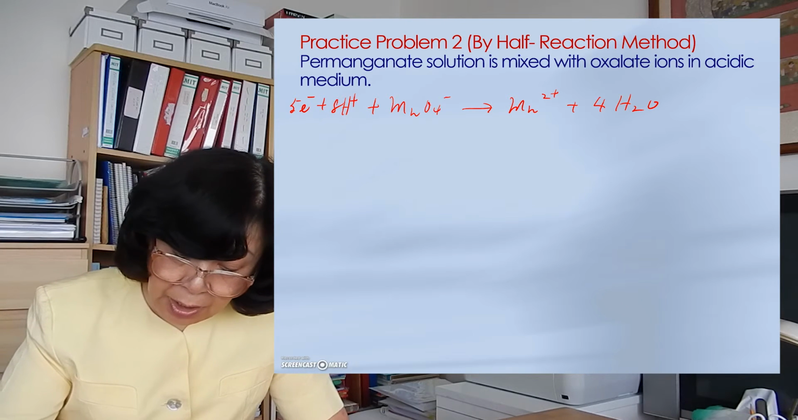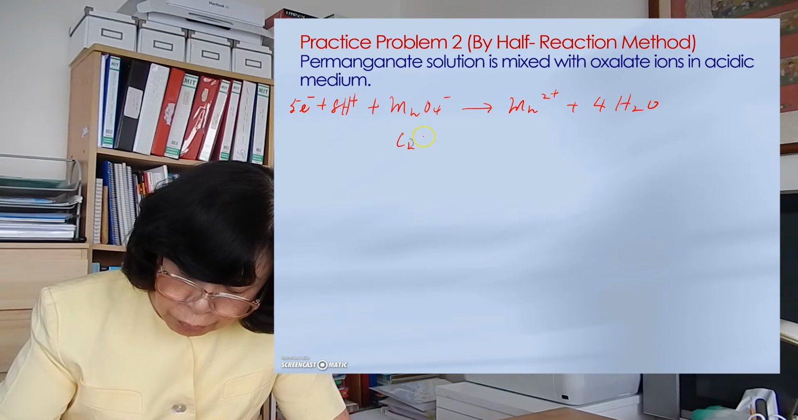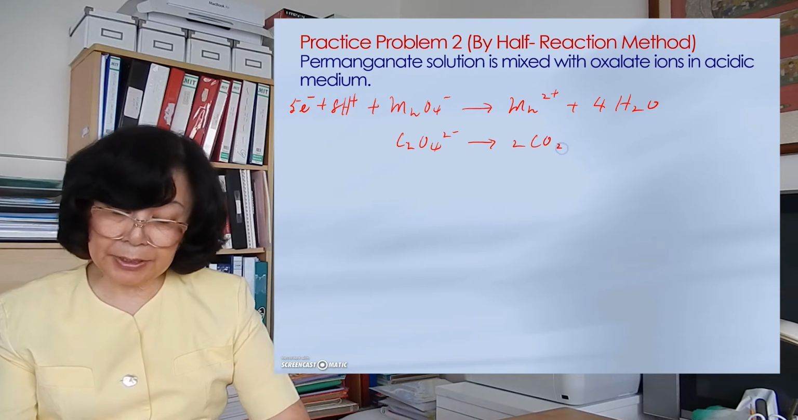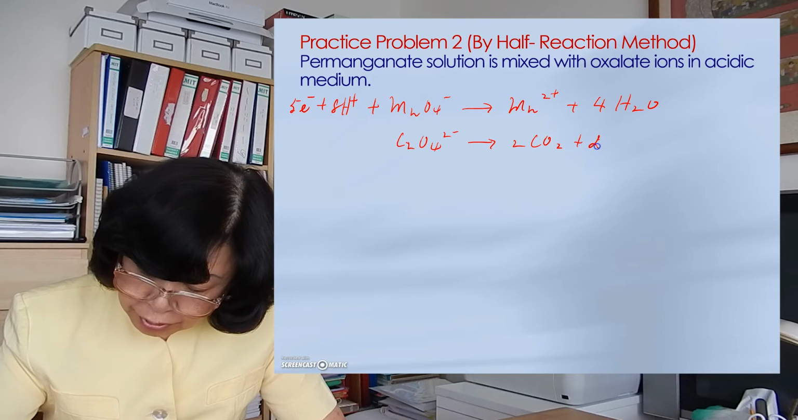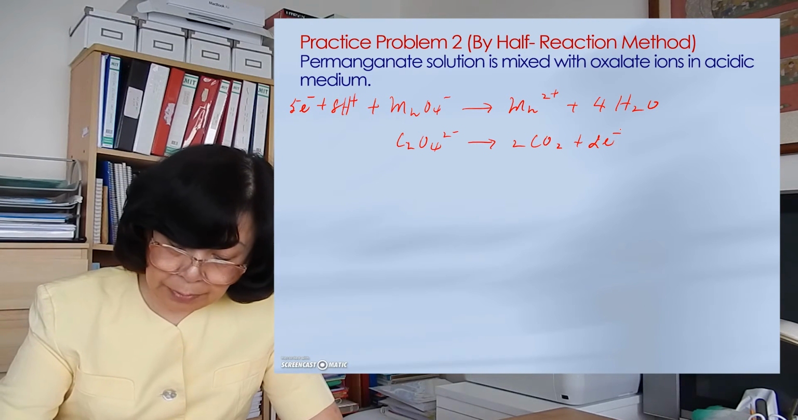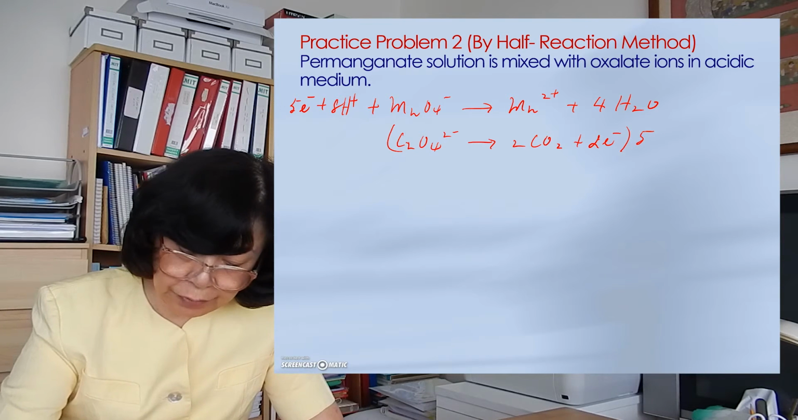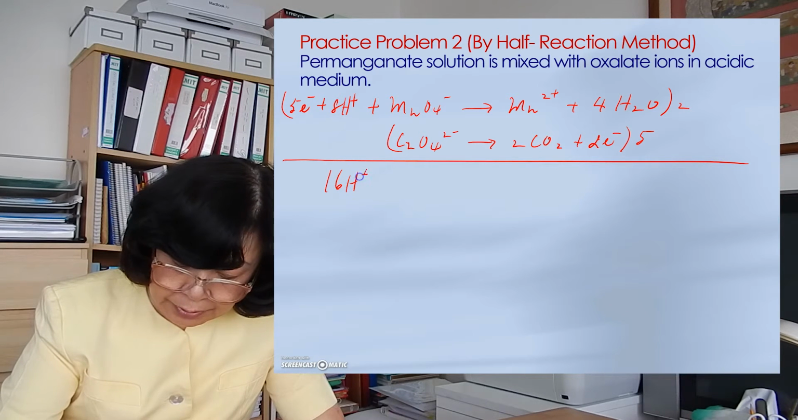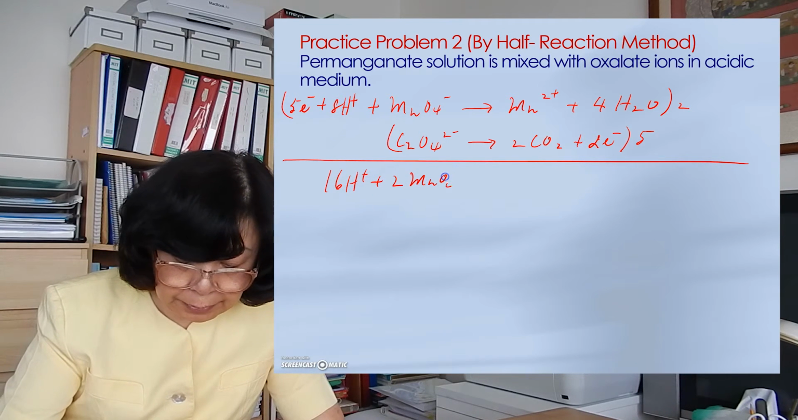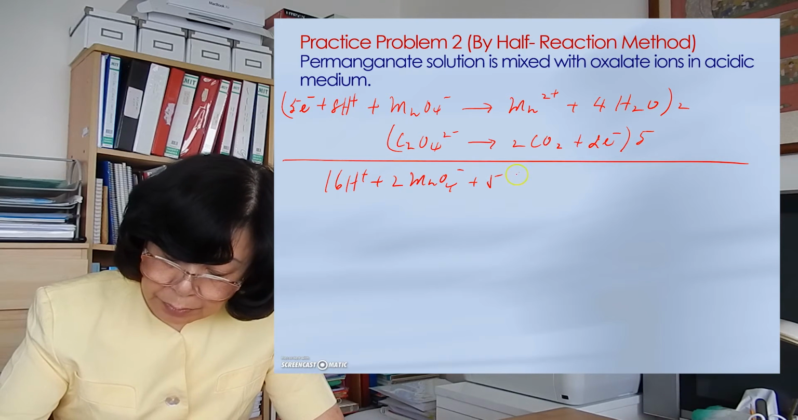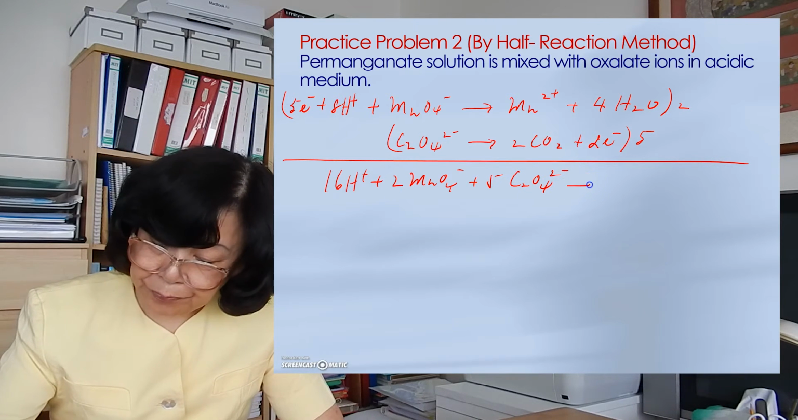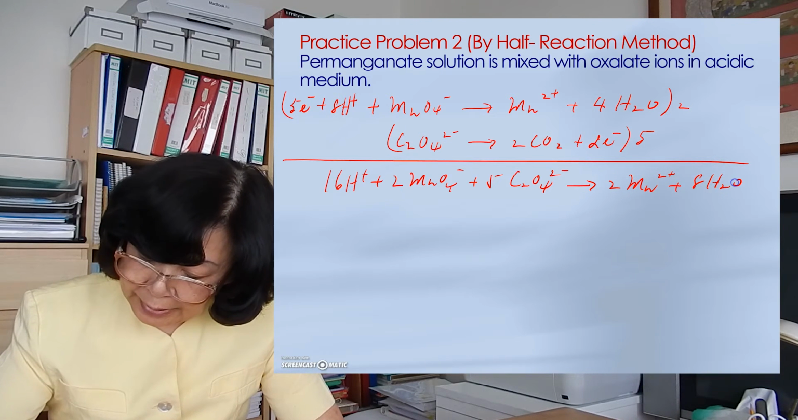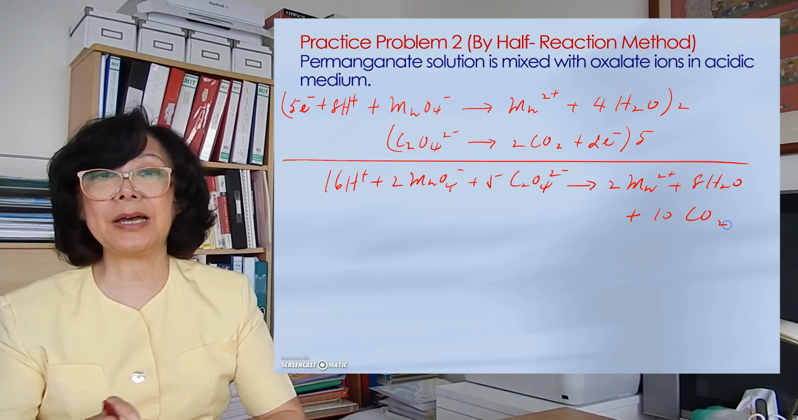The next one will be the oxalate ion, C2O4 2 minus to become 2CO2. And because it's -2, I add 2 moles of electron to the right to balance the charge. Then I multiply this by 5 and the previous equation by 2. And overall, I would have 16 hydrogen ion, 2 permanganate, the purple ion, and 5 moles of oxalate ion to yield 2 moles of Mn2 plus and 8 moles of water and 10 moles of CO2, just like what I had before.